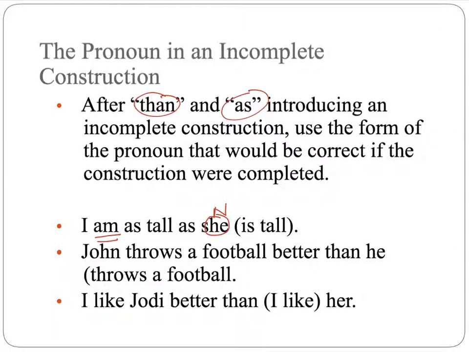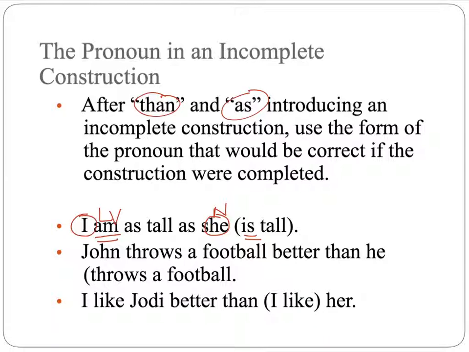Am is a linking verb. I is the subject. And here we start our comparison. If I were to complete the thought, that sentence would read, I am as tall as she is tall. That's the comparison. Therefore, your pronoun is being used as the subject, and thus we needed a nominative case pronoun.